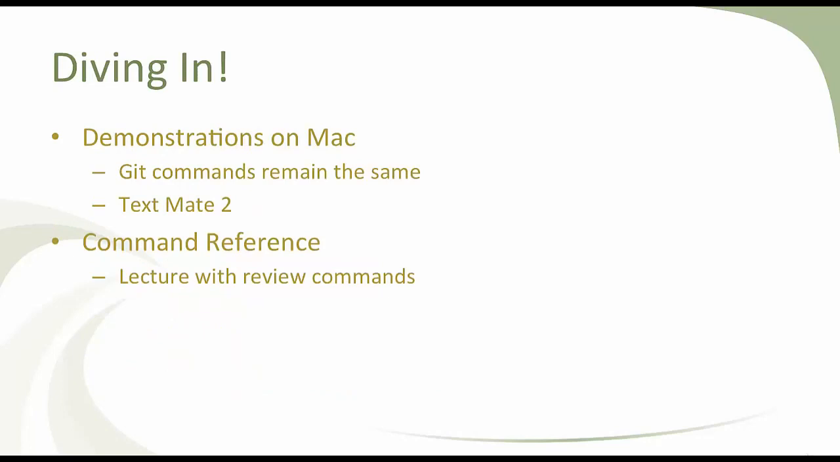And my demonstrations will be on the Mac, but all the Git commands will be the same between the Mac and Windows. So if you're on Windows, once Git for Windows is installed, just fire up Git Bash and all the commands will be the same. The exception to that will be when I invoke a text editor. In my case, I'll be using TextMate 2. So I'll be issuing the mate command from the command line to fire up TextMate.